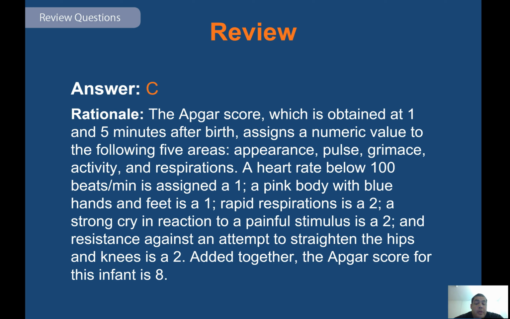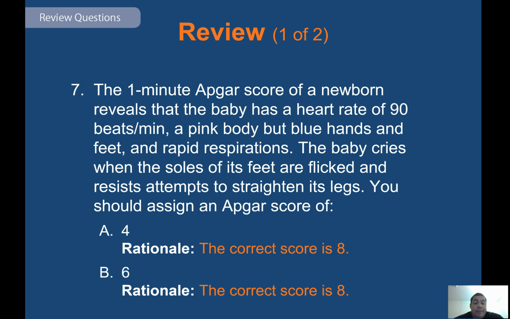So the Apgar score, which is obtained at 1 and 5 minutes after birth, assigns a numeric value to the following 5 areas: appearance, pulse, grimace, activity, and respirations. A heart rate below 100 is assigned a 1. Pink body with blue hands and feet is 1. Rapid respirations is 2, and a strong crying reaction to painful stimulus is 2. And resistance against an attempt to straighten out the hips and knees is 2. Added together, the Apgar score for this infant is 8.